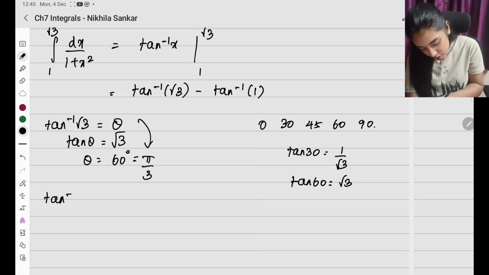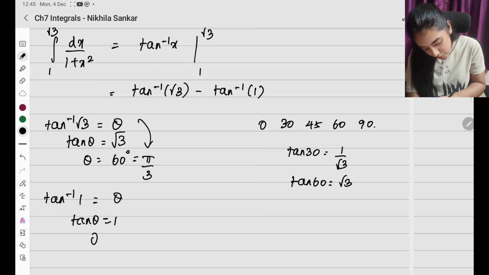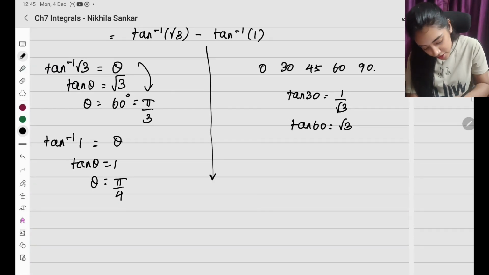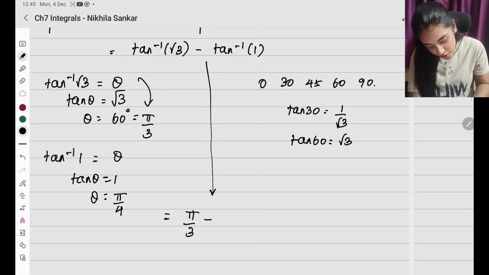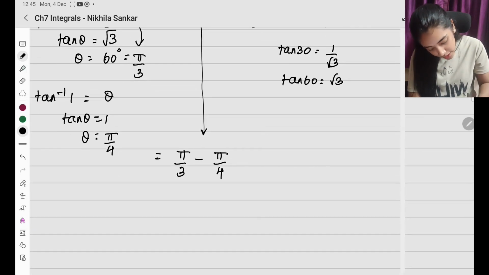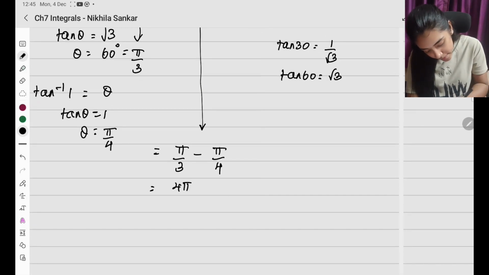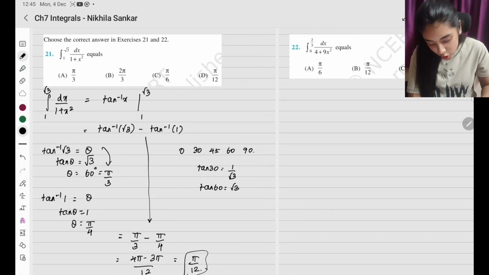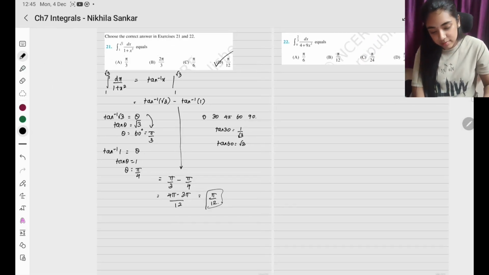Now tan inverse of 1 is going to be theta. Tan theta equals 1, which means theta equals pi divided by 4. So this particular step I am writing it here. I have tan inverse of root 3 is going to be pi by 3 minus tan inverse of 1 is going to be pi by 4. When I take the LCM, I have 4 pi minus 3 pi divided by 12, which is going to be pi divided by 12. So this is my answer. In the options, it is going to be option D. Okay, please copy.